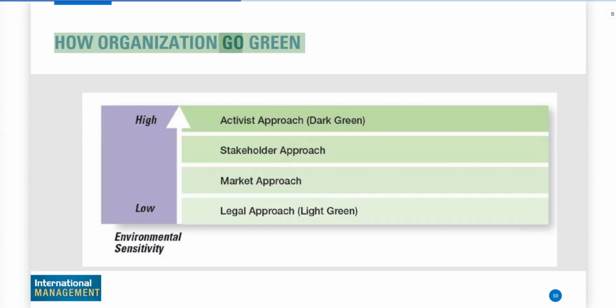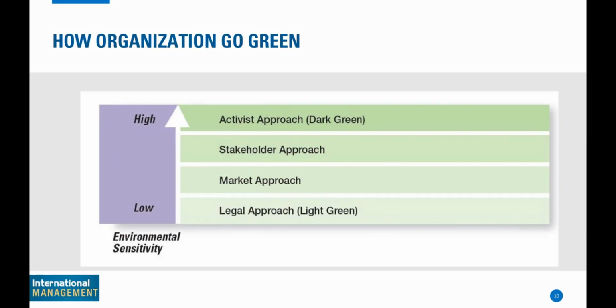How organizations go green. Environmental sensitivity, from low to high. Legal approach, light green. Market approach. Stakeholder approach. Activist approach, dark green.